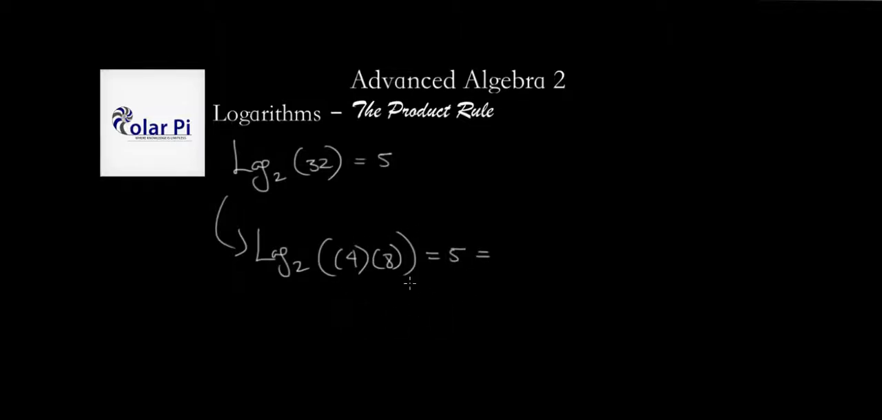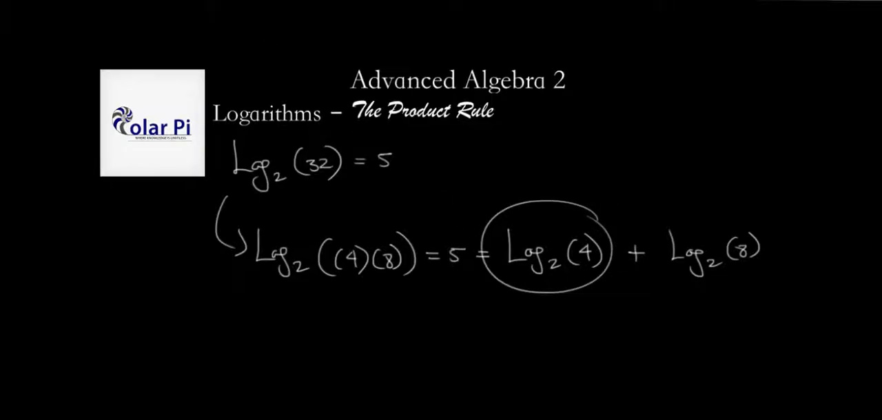Anyway, what we want to know is, if we can write 32 as a product of two numbers, how does it work? How can we write log base 2 of one of the numbers, 4, and then log base 2 of 8, and do stuff between them? And what is the stuff between them? Do we multiply them? Do we add them? Do we subtract them? Or do we divide them? It turns out that what we have to do is add them.